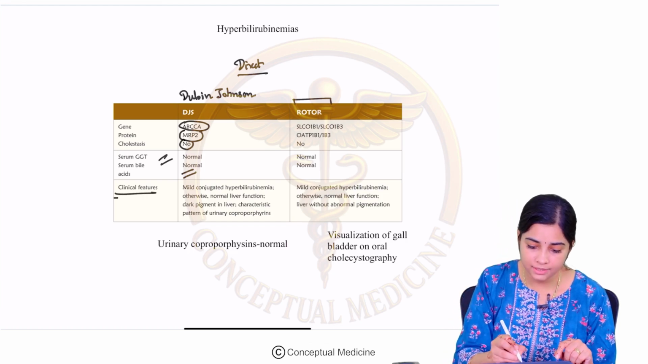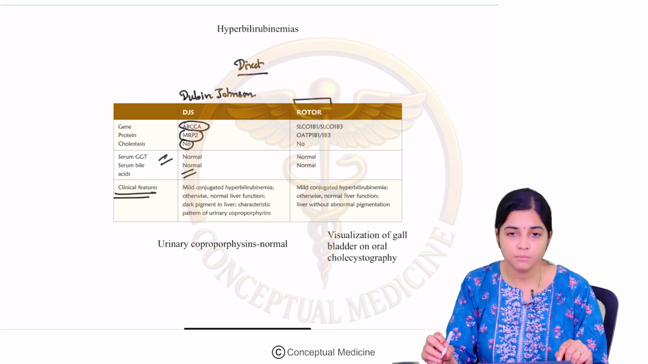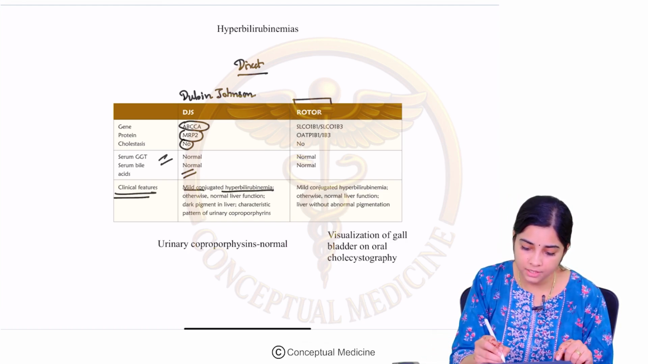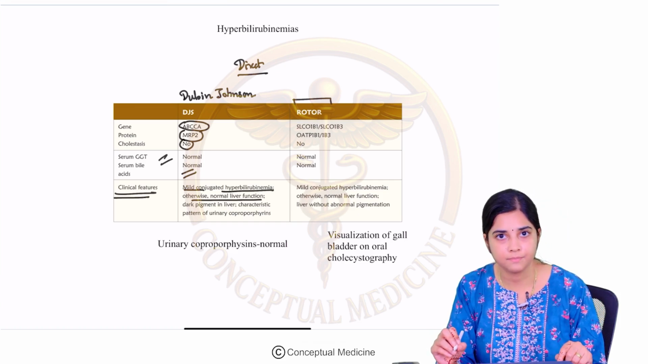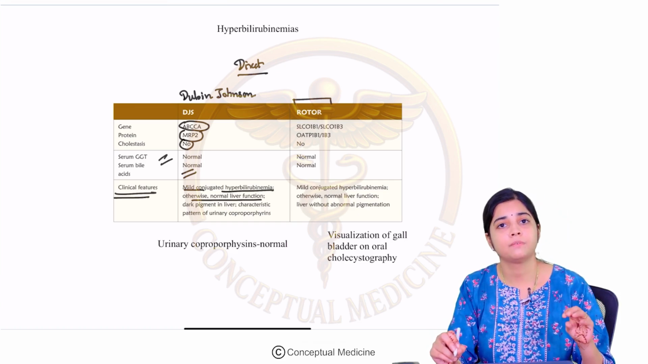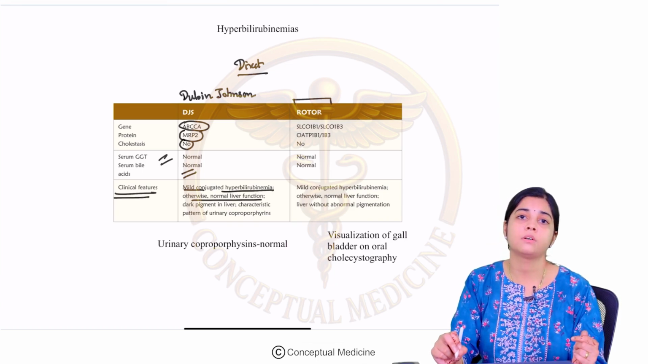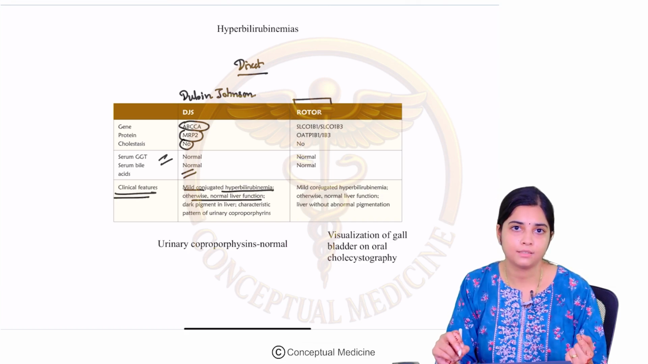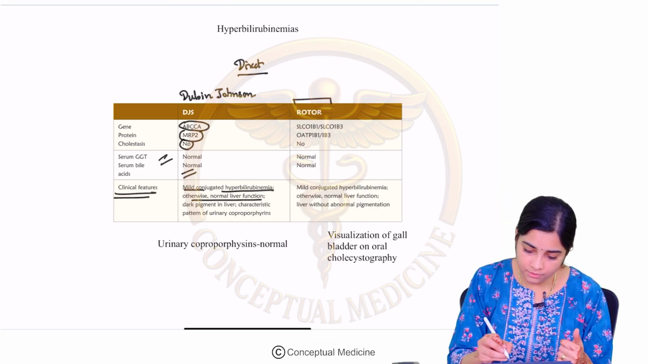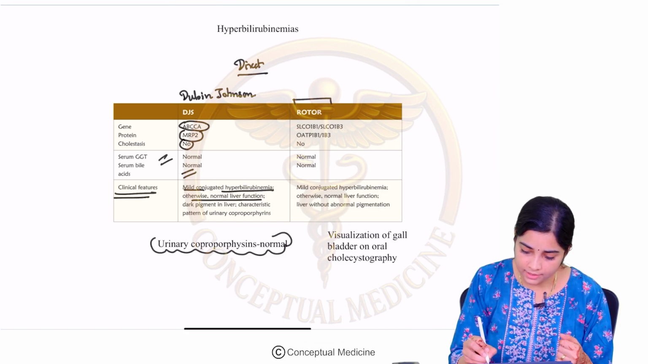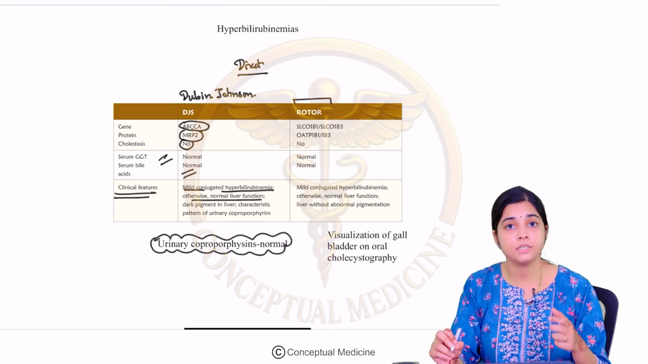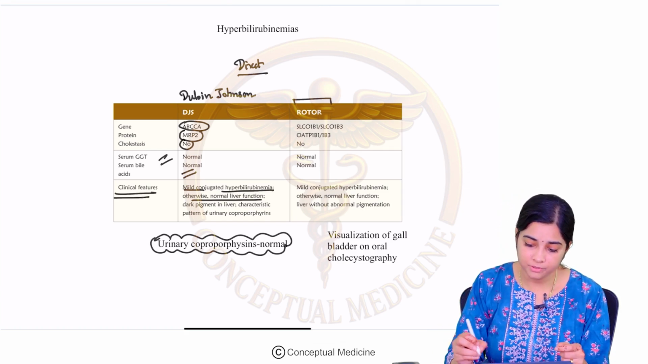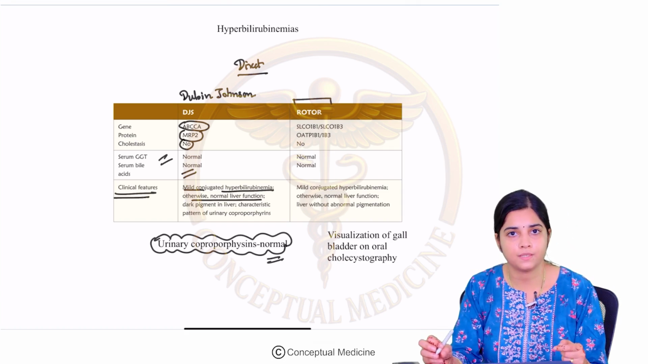Okay. So what are the clinical features with which Dubin-Johnson presents? Most of the time they are usually asymptomatic. They have mild conjugated hyperbilirubinemia with otherwise normal liver functions. Okay. So many a times in ladies especially, if they take an oral contraceptive pill, or sometimes with viral hepatitis, all of these can trigger it. The most important diagnostic test that helps in differentiating Dubin-Johnson from Rotor's is urine coproporphyrin levels. Urine coproporphyrin levels are normal in Dubin-Johnson syndrome.